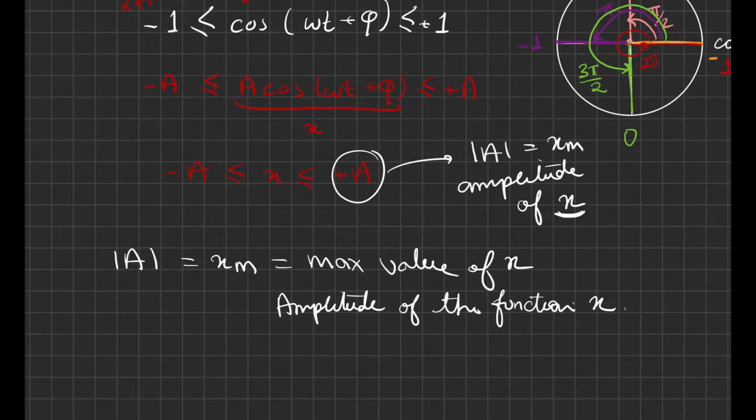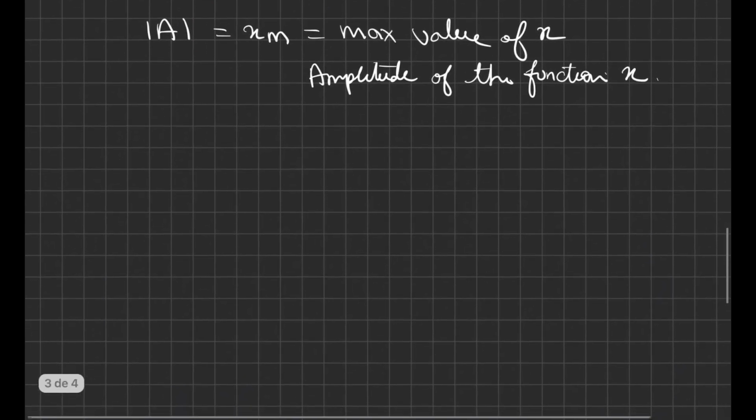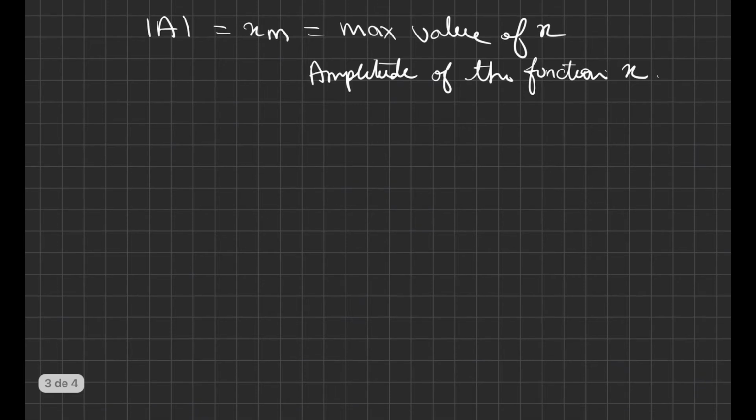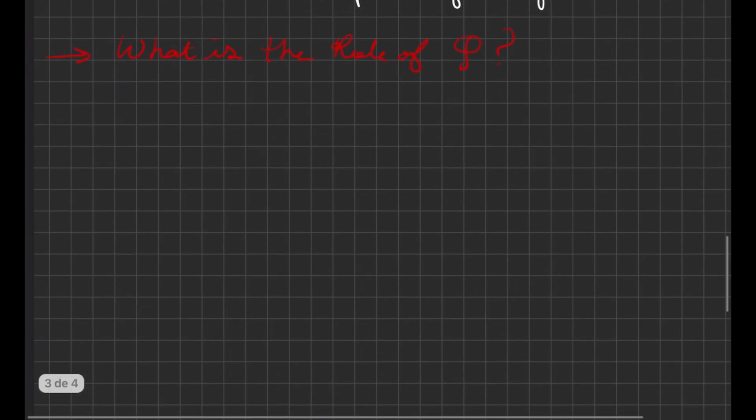Okay? So we understood the meaning of a. Now there are still the two constants, omega and phi. Let's first try to understand the role of phi. Okay, so we're going to ask a question here. What is the role of phi?